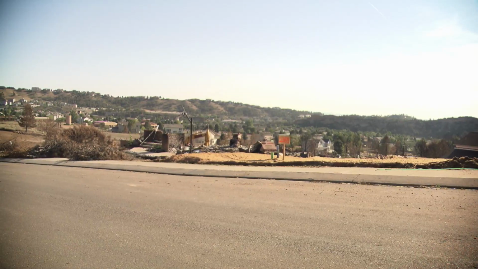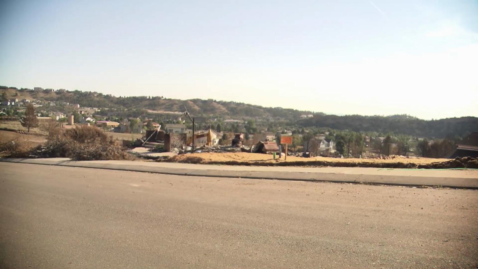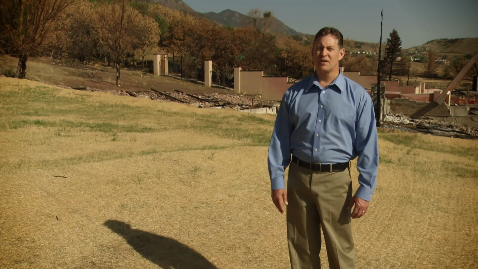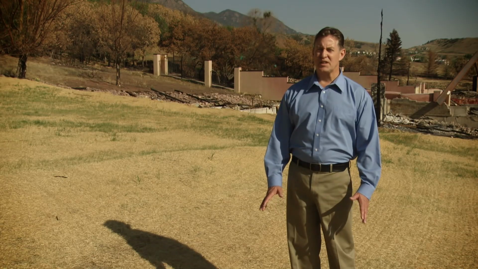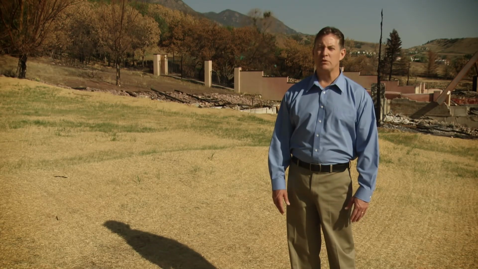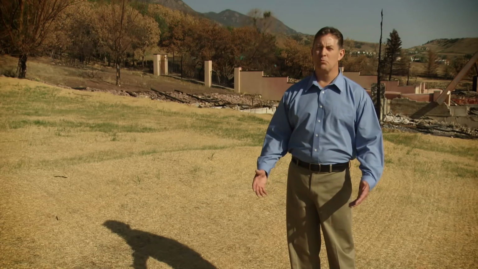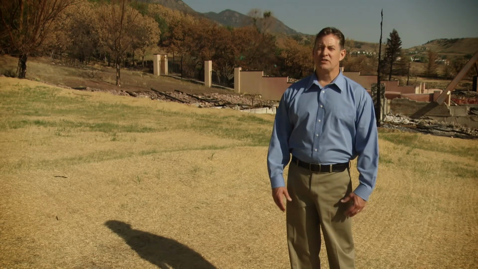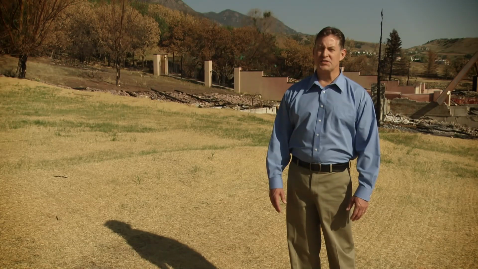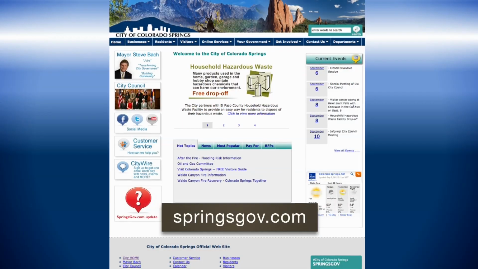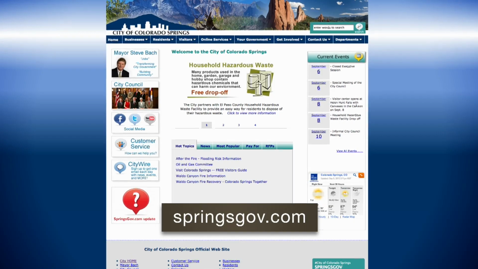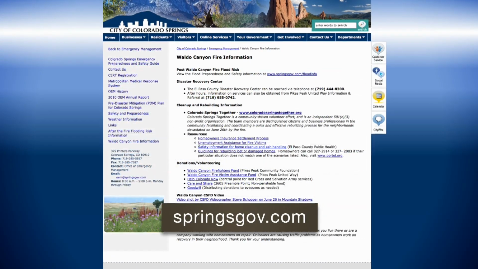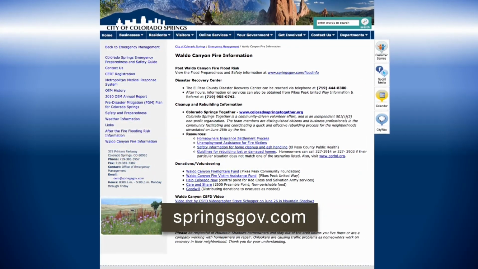The reason we're here today is as a result of the Waldo Canyon fire. The city is working with lot owners in the burned area to talk about erosion and sediment control techniques which can be used to improve their property after they've lost their homes. And information and resources can be found on the city's website at springsgov.com, and that covers anything from flood threat to erosion control measures and best techniques.